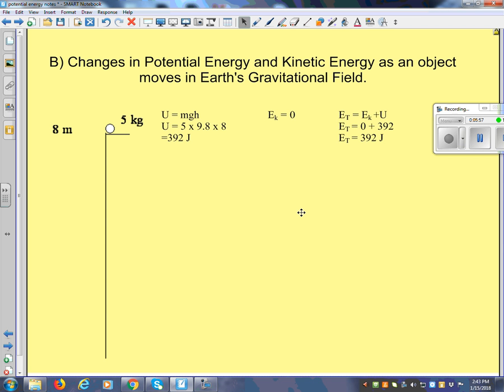What does the T stand for? Total energy, ET. Total energy would be EK plus U, right? The total energy would be the 0 plus the 392. It's got 392 joules made up of potential and kinetic.